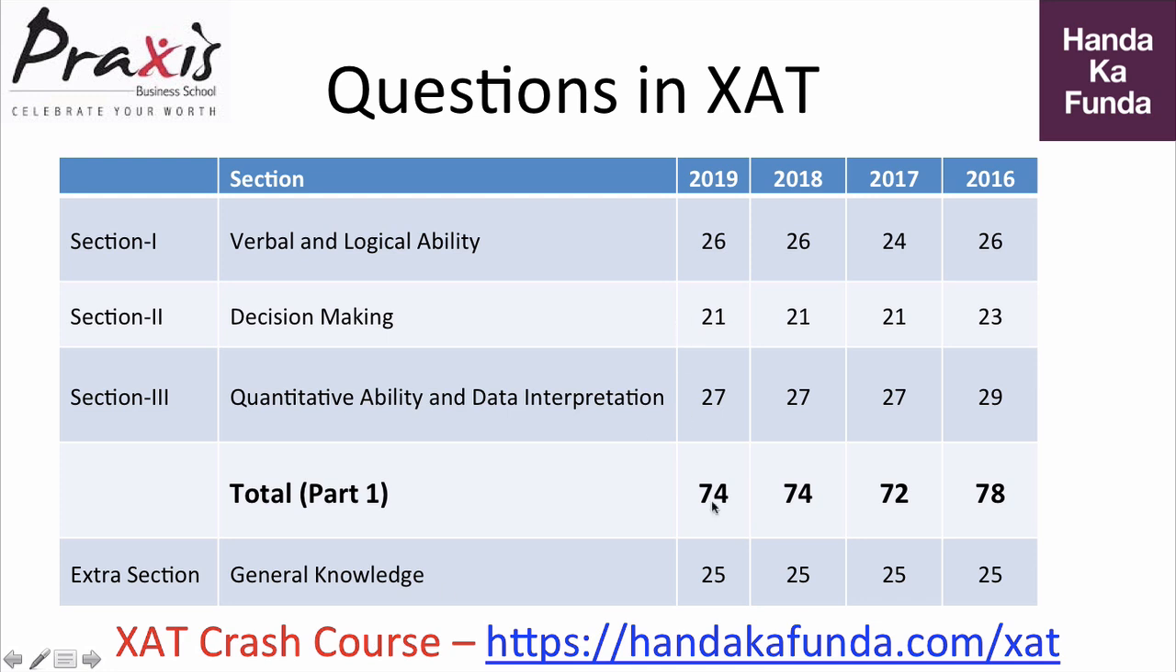And in this also, the distribution of 74, at least for the last 2 years, once the paper became a computer-based test, over the last 2 years, verbal has been stable at 26, decision making has been stable at 21 questions, and quant and DI have been stable at 27 questions. So clearly, quant is a little higher than verbal, is a little higher than decision making. But that does not mean that quant is the most scoring section or decision making is the least scoring section. For that, you will have to wait when we talk about the cutoff in an upcoming video.